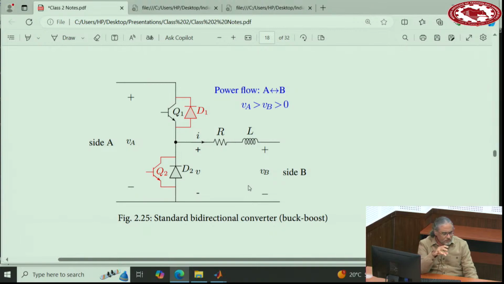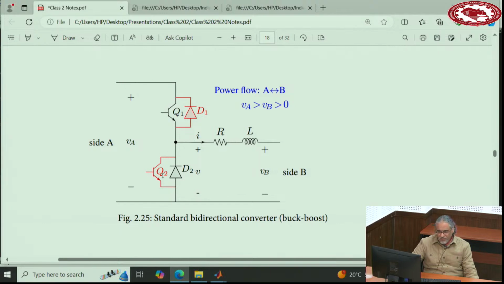If you really look at the topology of buck converter and boost converter, you realize the answer is very easy. If you look at this diagram with the black elements here, it's a buck converter. Power flows from side A to side B. So VA should be larger than VB, both of them positive. Now, if you add one diode here and one switch here in parallel, now you will allow the power to flow back through this diode.